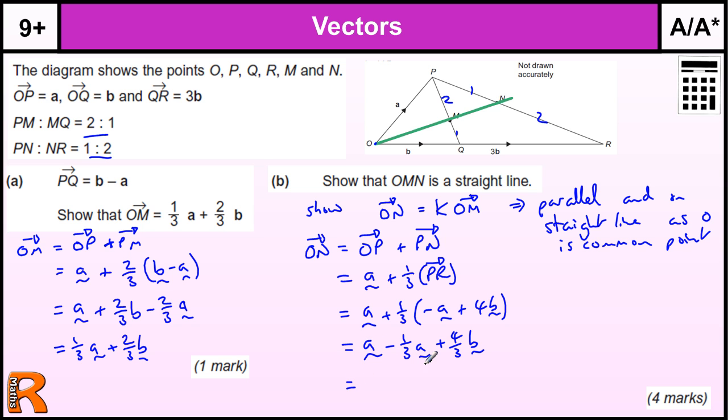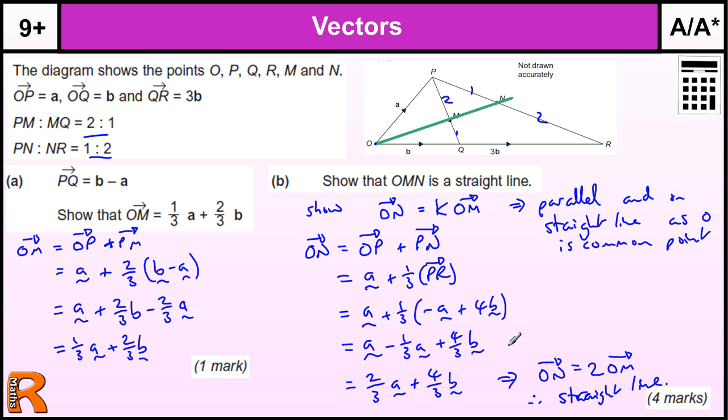Simplify that, we've got A minus 1/3 A is 2/3 A, and 4/3 B. So is that a multiple of this one? Well, it's twice as big, isn't it? 2 times 1/3 is 2/3, 2 times 2/3 is 4/3. So that tells us that ON equals 2 lots of OM. Therefore, straight line. For 4 marks.